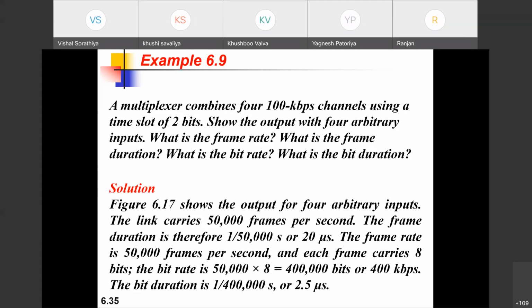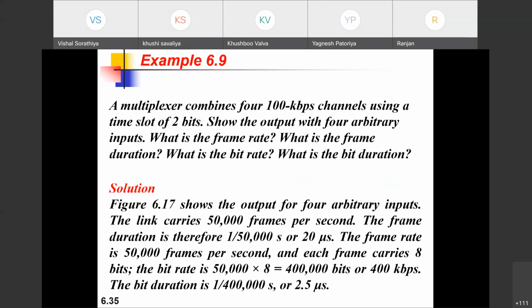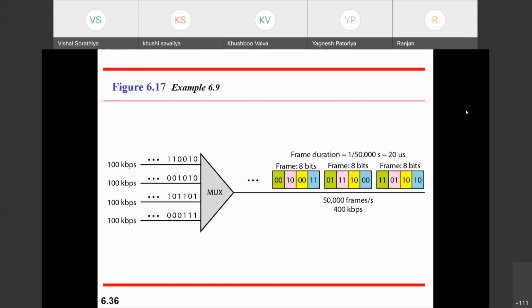So we can say that it is carrying arbitrary inputs as shown in this particular figure. It is showing that it carries 50,000 frames per second. Why? Because there is 100 kbps, so 100,000, but you are sending 2 bits at a time. So there are 50,000 bits per second, 100 divided by 2. Now what is the time duration? 1 divided by 50,000. So 1 frame duration is going to be 20 microseconds.